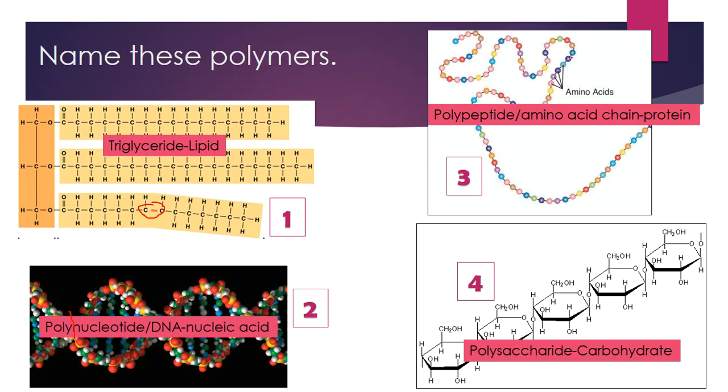represented just as a long strand of beads. But look for the word amino acids. That'll help you remember that this is an amino acid chain, also called a polypeptide, which is our protein. And then finally we have our polysaccharides, which are carbohydrates. So again, that structure that I need to know by heart, just all linked together.